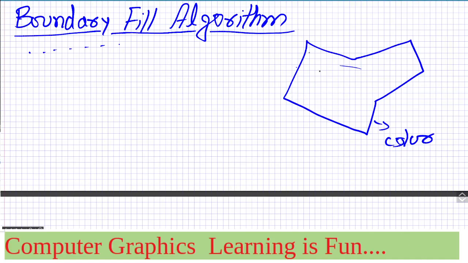We find any one coordinate which is inside the boundary. Then what we do? Now, starting from this coordinate, suppose this is xy, starting from this coordinate, what we do? We try to find out its neighborhood.